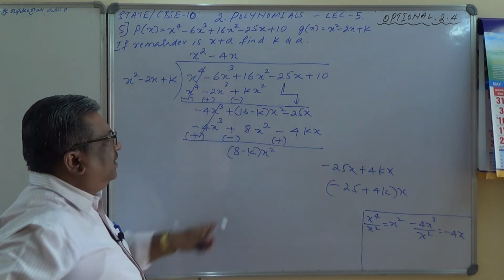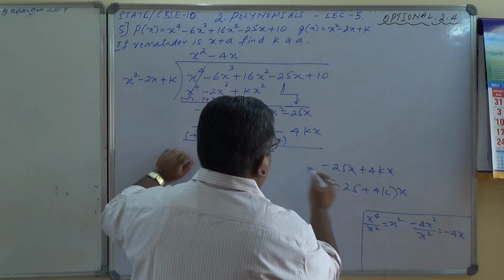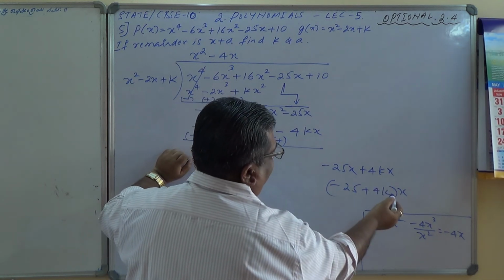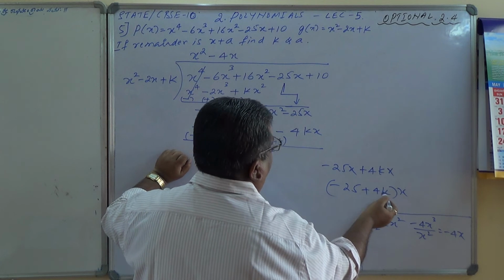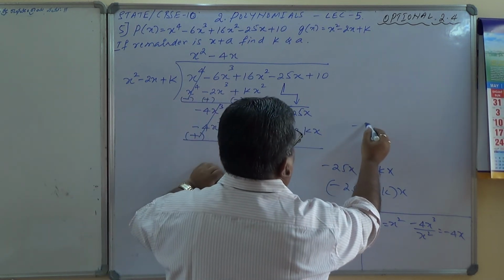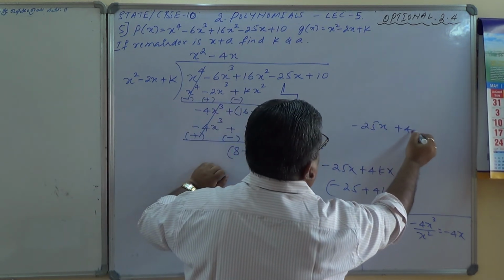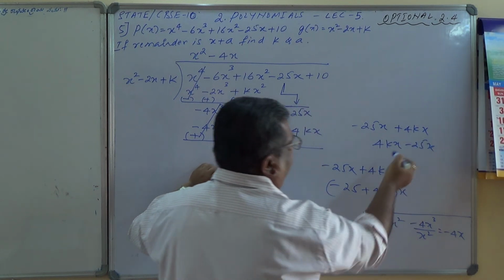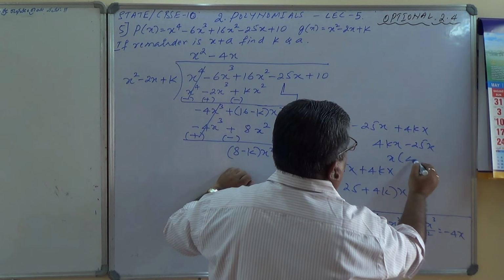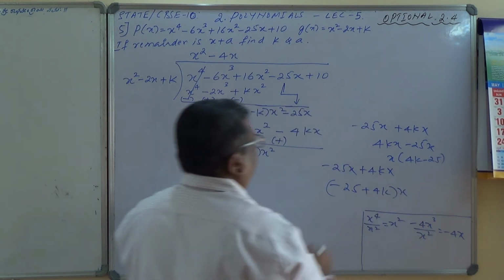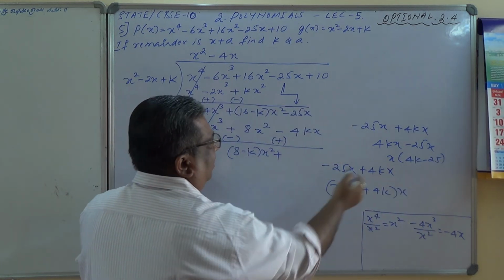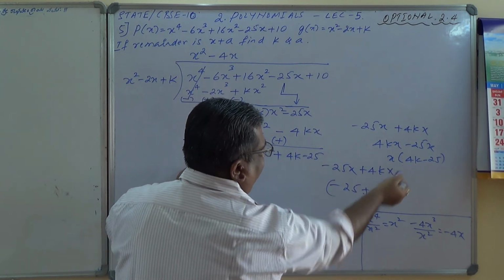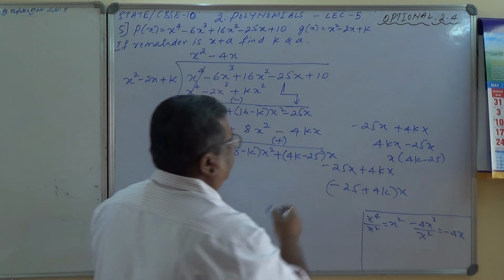So what is it that I am going to write here? Minus, this is minus 25 plus 4k. Just a moment. Minus 25x plus 4kx, or I can write 4kx minus 25x, and therefore x is common: 4k minus 25. I will write here plus 4k minus 25, both are the same here and here, into x. I am erasing that.